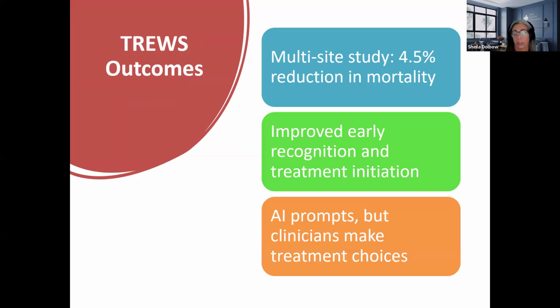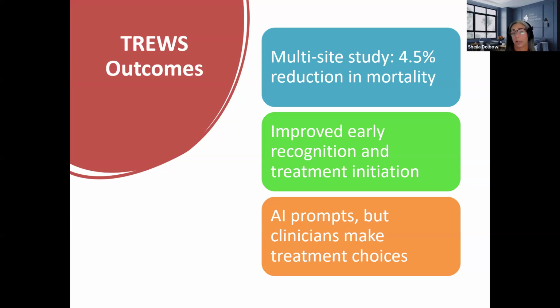Now, the outcome here, this was a multi-site study, and the outcome here actually resulted in a 4.5% reduction in mortality. And when we're talking mortality rates, we're talking about patients who suffered a bad outcome, and these would be our unexpected patient deaths and things like that as a result of sepsis that maybe went undiagnosed and untreated, resulting in significant complications. This absolutely showed improved early recognition and treatment.